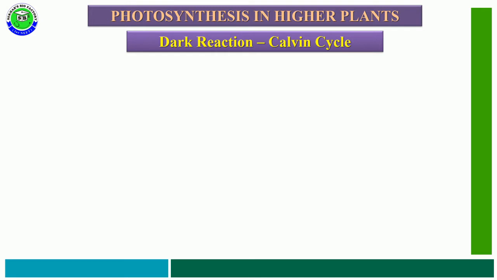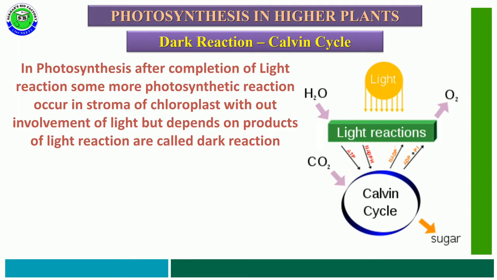In this video, I am going to explain one of the topics in photosynthesis in higher plants. It is the dark reaction related to the Calvin cycle. The process of photosynthesis occurs in two steps. They are the light reaction and the dark reaction.